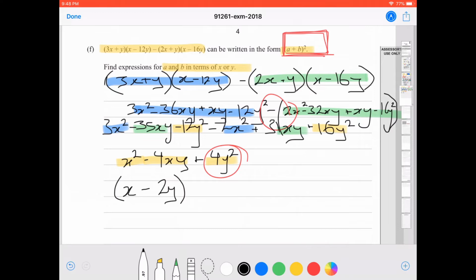Okay, and so we can say, because it's a plus b all squared, right? A corresponds with x, and b corresponds with negative 2y. And so it says find expressions for a and b in terms of x or y. So I guess we'll just say a equals x and b equals negative 2y. I guess, yeah, I think that's correct. So square completed and a and b identified correctly.